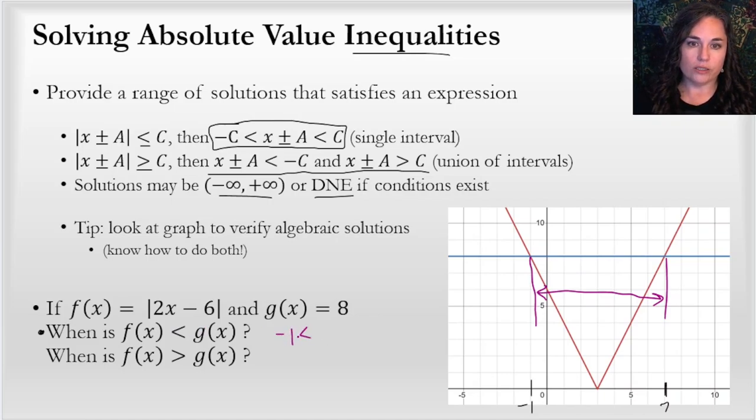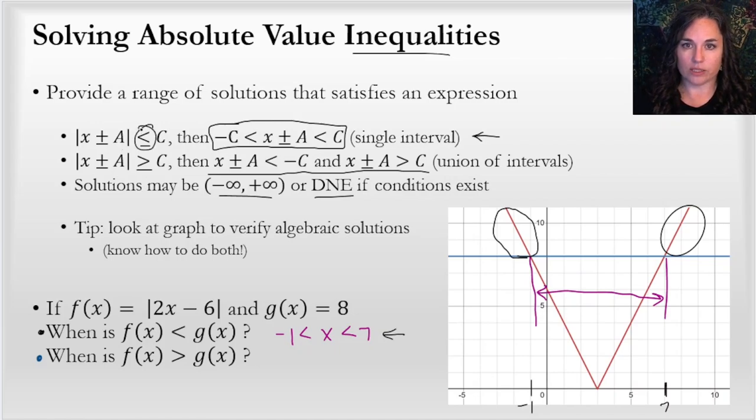So from -1 less than x less than 7, we know that the absolute value is less than 8. If we look at the second part here, when is the absolute value greater than 8? All right, so what we're going to notice is that here's this line 8. For any value of x less than -1 or greater than 7, we're going to have that absolute value greater than 8. So you're seeing how I'm exemplifying a single interval. This is a single interval. Do you all see that?